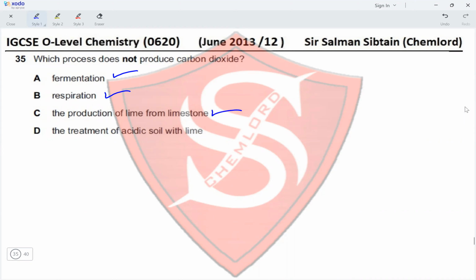And the treatment of acidic soil with lime produces salt and water because acid would react with base. So this will not produce carbon dioxide. So the correct option for this question is option D.